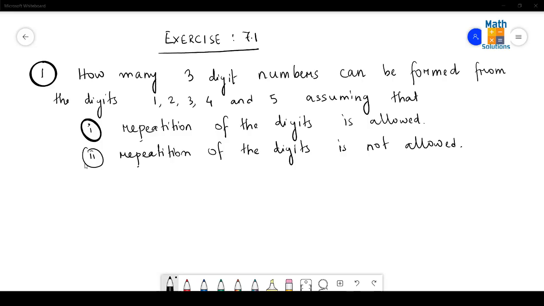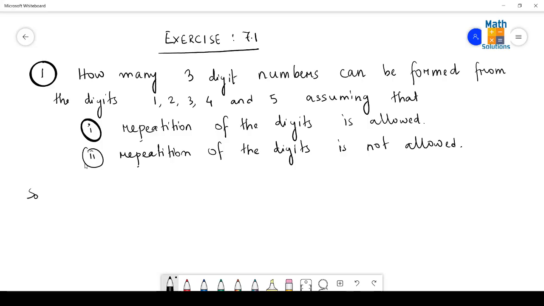How many three-digit numbers can be formed from the digits 1, 2, 3, 4 and 5, assuming that, number 1, repetition of the digits is allowed. Means in this case, the digits can repeat. And in the second case, repetition of the digits is not allowed. Now let us check how to solve this sum.